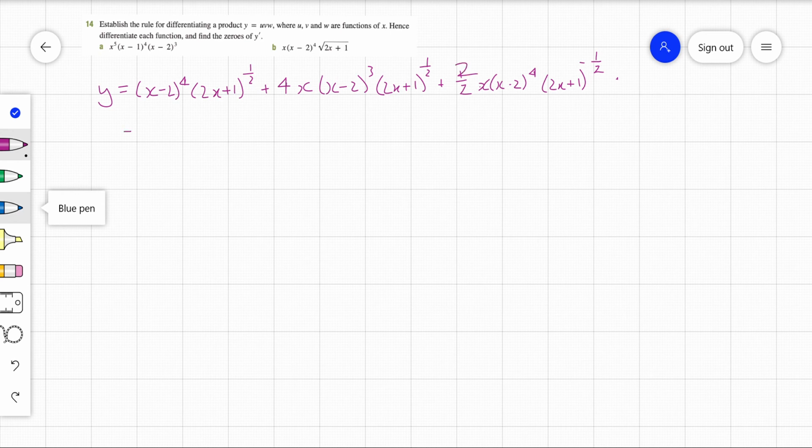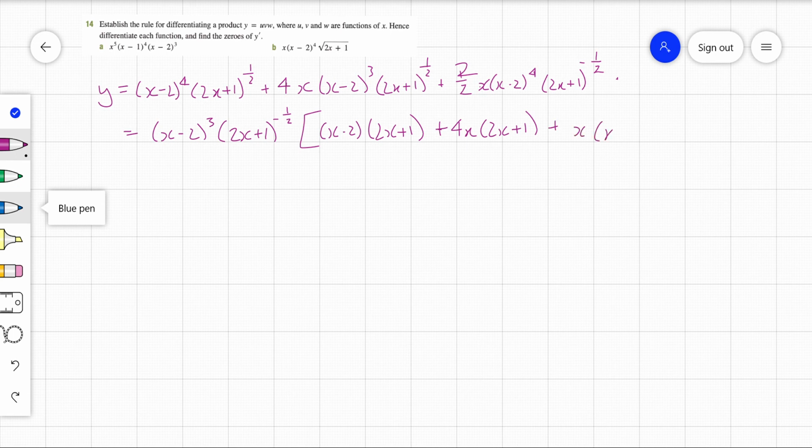Alright, so what do we have here? They all have (x minus 2) cubed in them. And I have to grab the smallest one, which is to the power of negative a half. Alright, so that leaves me with (x minus 2) in the first one and a (2x plus 1), because if I add indices, 1 plus negative a half is a half, which is what we want. In the second term, I've got a 4x and a (2x plus 1) again. And in the last term, I'm going to have an x and an (x minus 2).